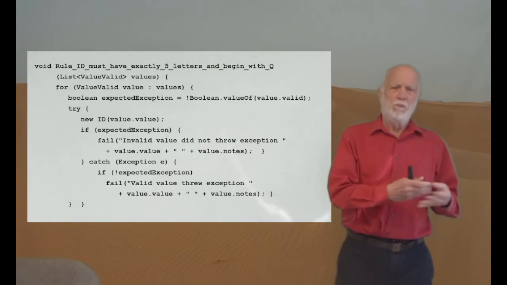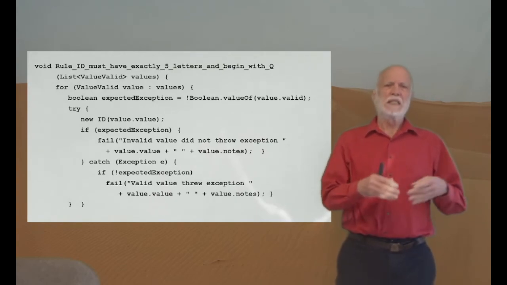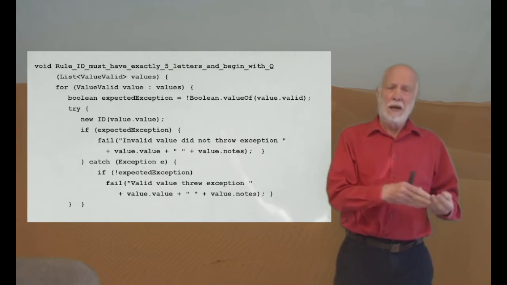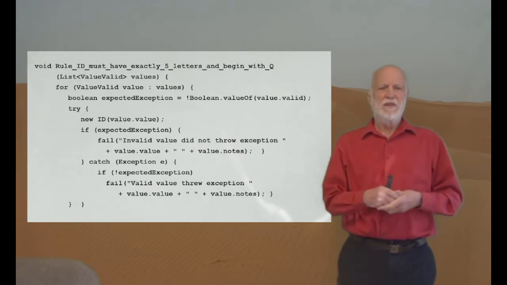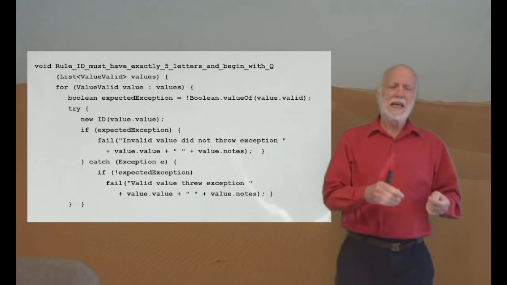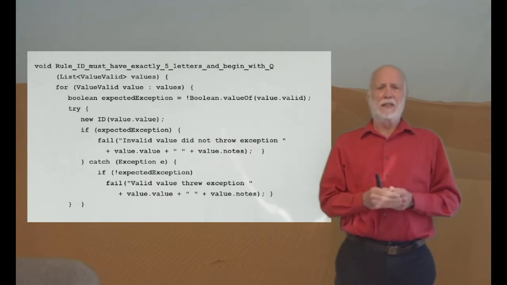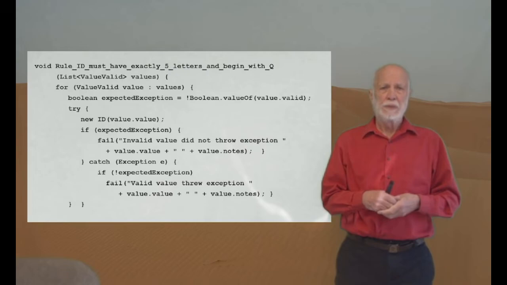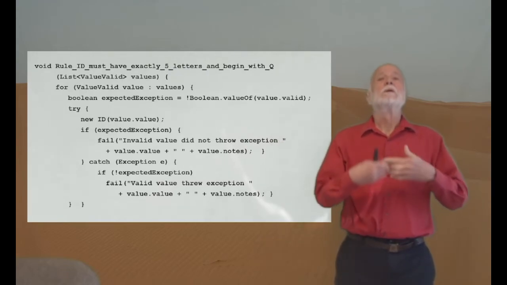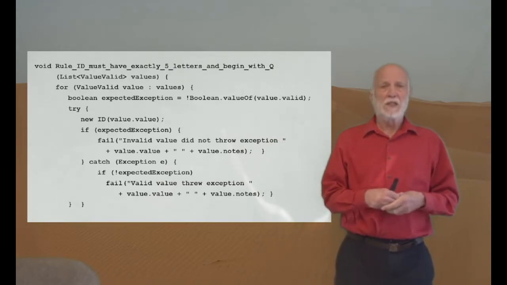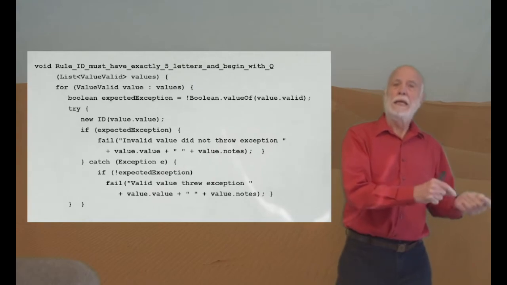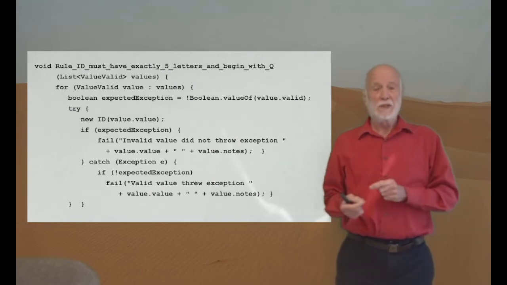So if we construct the object, but we expected an exception and it wasn't thrown, we failed. Or if we got an exception, but we didn't expect an exception, we should fail. Now that's if your environment says that constructors should throw an exception.